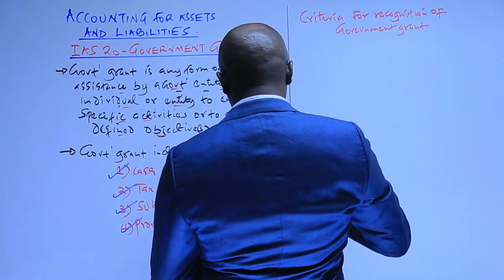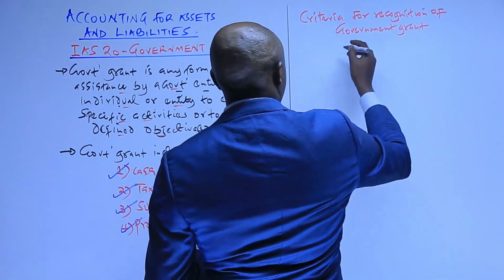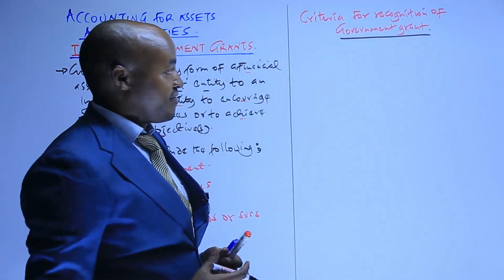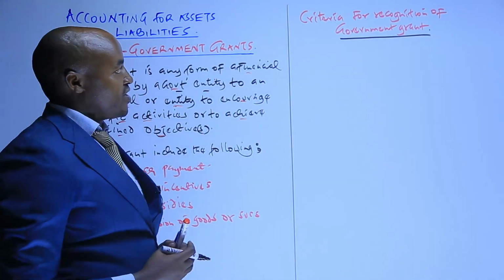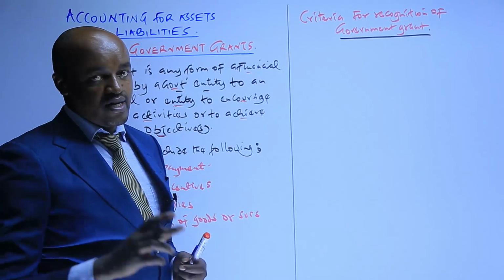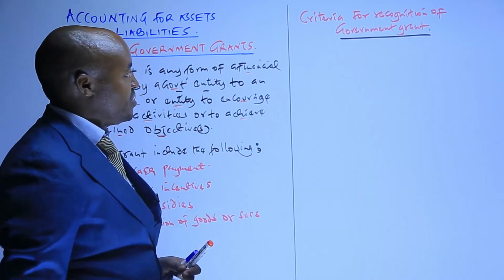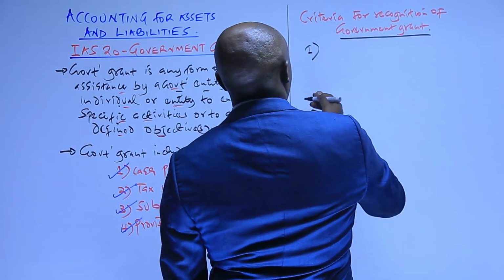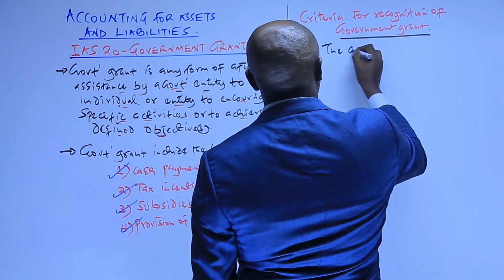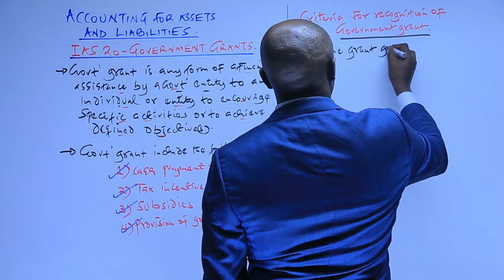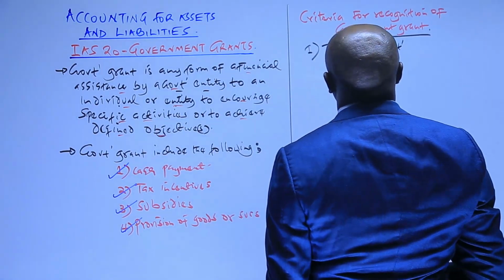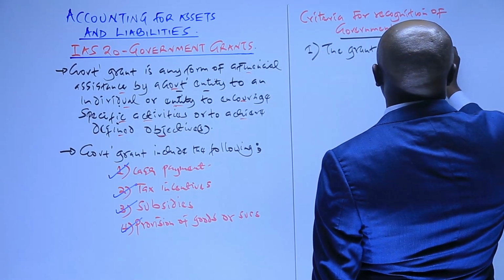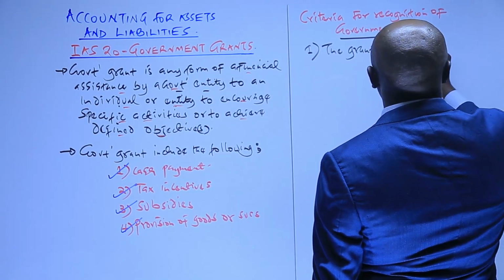Now, for a government grant to be recognized, we are going to look at how a government grant is recognized in the financial statement of the company. For a government grant to be recognized, two conditions must be met. One of the conditions is that the government grant must have been received. We can say it must be received.